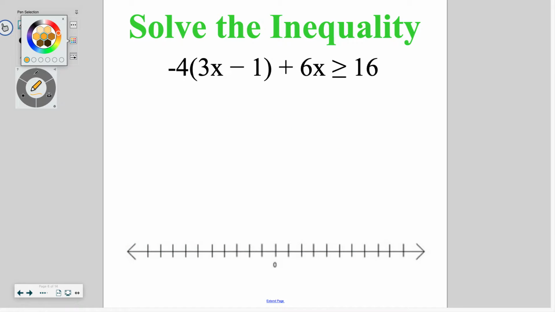Just like you can have equations that have multiple variables show up in them, you can also have inequalities that have multiple variables show up in them. So just like we did with the equation, we want to get rid of this parentheses first. So we're going to go ahead and use the distributive property. So negative 4 times 3x is negative 12x. Negative 4 times negative 1 gives me a positive 4. Then we're adding 6x, and that's greater than or equal to 16.